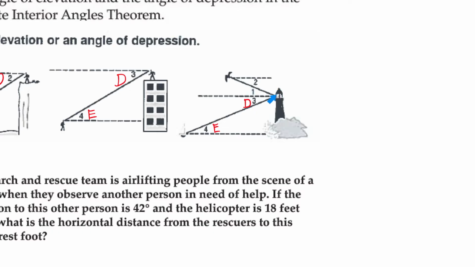As the guy in the lighthouse looks up to see the bird, what is this? That's an angle of elevation. And then as the bird looks down to see the guy in the lighthouse, what is this? Okay, that's an angle of depression.